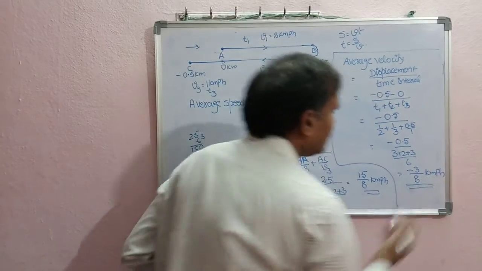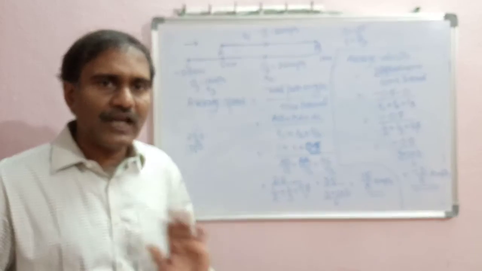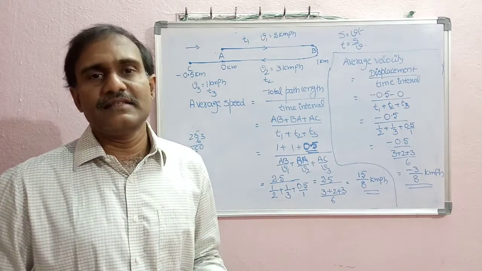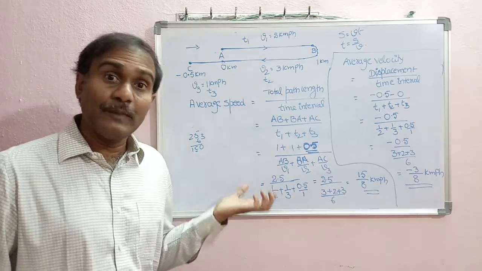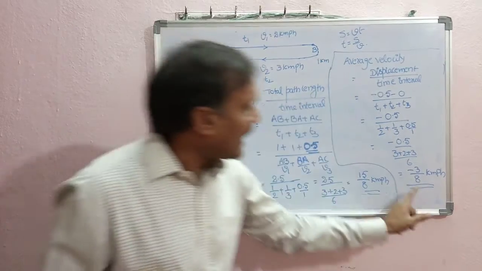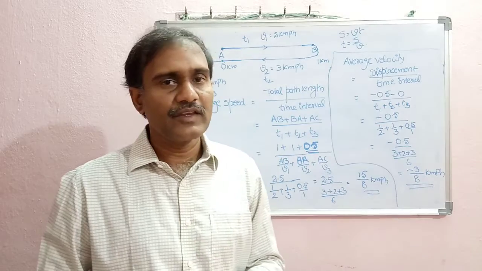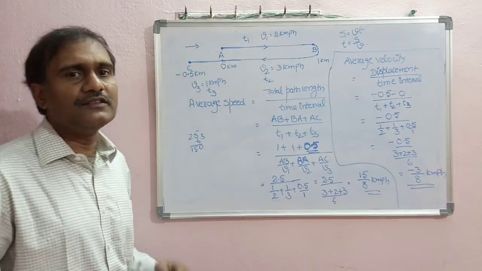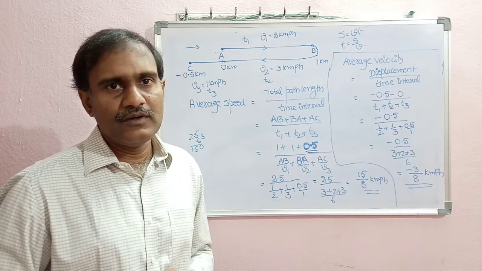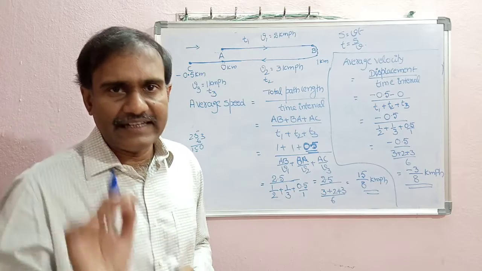Now you can observe this. Is the average speed equal to average velocity? In the previous problem also, average speed is not equal to average velocity. In the previous problem, average velocity is equal to 0, but average speed exists. Now in this problem also, average speed is positive, but average velocity is negative.